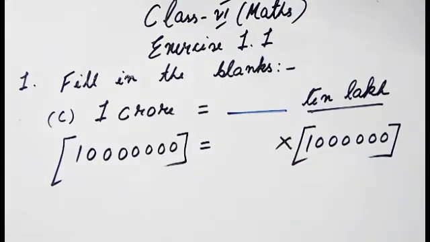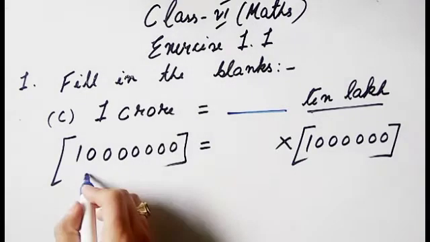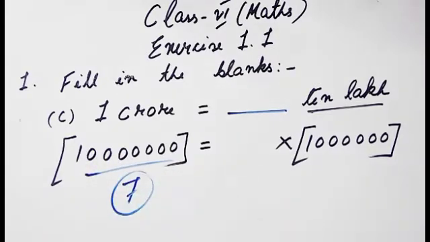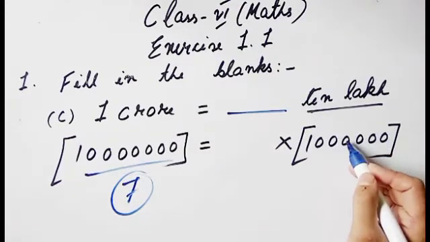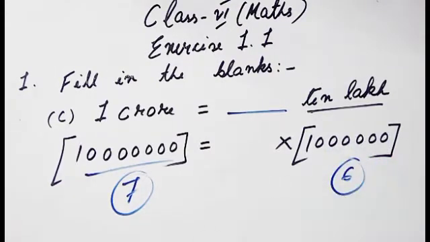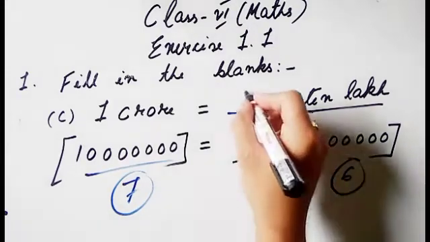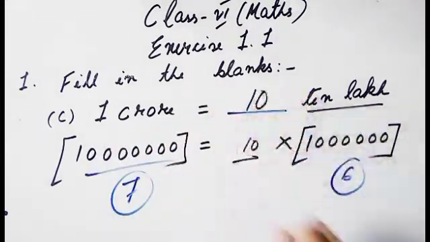Right, students? So let us count the number of zeros in 1 crore. 1, 2, 3, 4, 5, 6, 7 zeros. There are 7 zeros in 1 crore. What about 10 lakh? 1, 2, 3, 4, 5, 6 zeros in 10 lakh. So all we need is 1 more zero, right? So this 10 lakh will be multiplied by 10. So our answer will be 1 crore equals to 10 times of 10 lakh. Understood students? Next, let us try 2 more. There are 2 more questions.